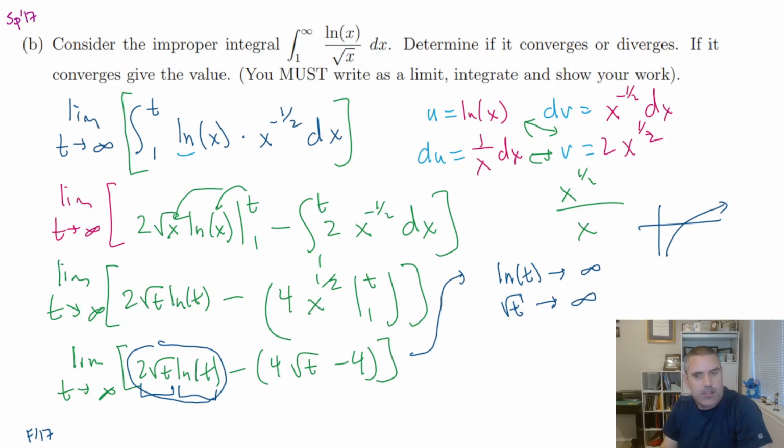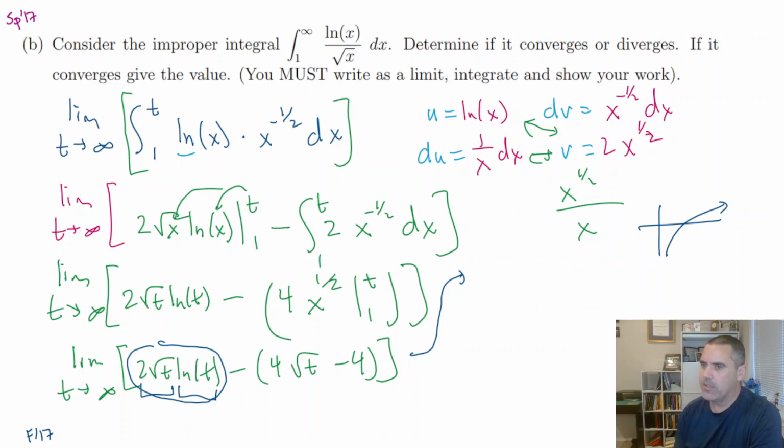And then we're subtracting the square root of t. So you go, well, that's infinity minus infinity, so must be 0. Uh-oh, you have to be careful with that reasoning.